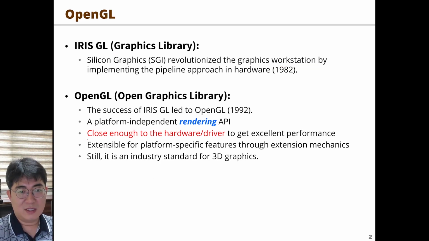Then it is close enough to the hardware and driver to get excellent performance. Close enough to the hardware means the control from the operating system is minimal. The operating system cannot control everything from rendering APIs such as OpenGL. A lot of things communicate directly with the hardware. That's why we get excellent performance using the OpenGL API and graphics hardware.